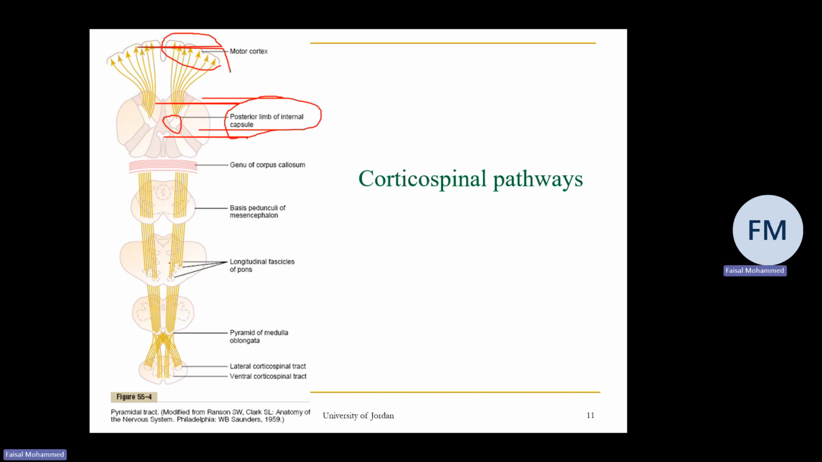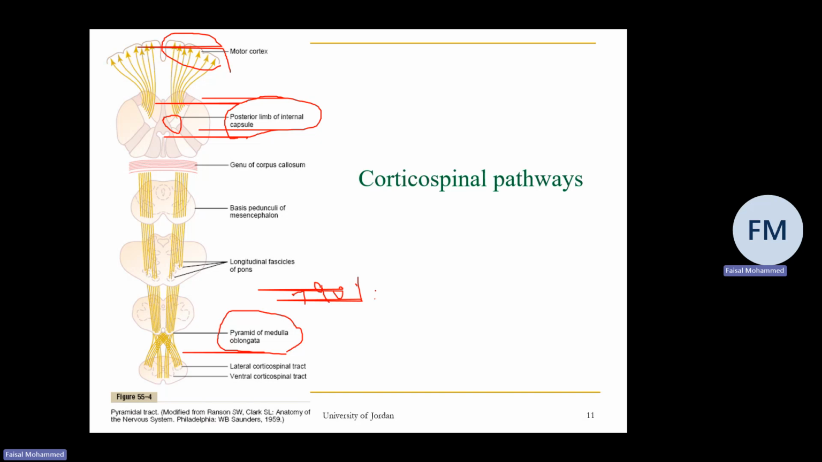Then it goes down until it reaches the medulla oblongata. In the medulla oblongata, they decussate. The left fibers go to the right lateral corticospinal, and the right goes to the left. Almost 90% or more than 90% of the fibers decussate, and still there are some fibers that don't decussate. They just run in the anterior column of the spinal cord. So more than 90% decussate in the pyramids.